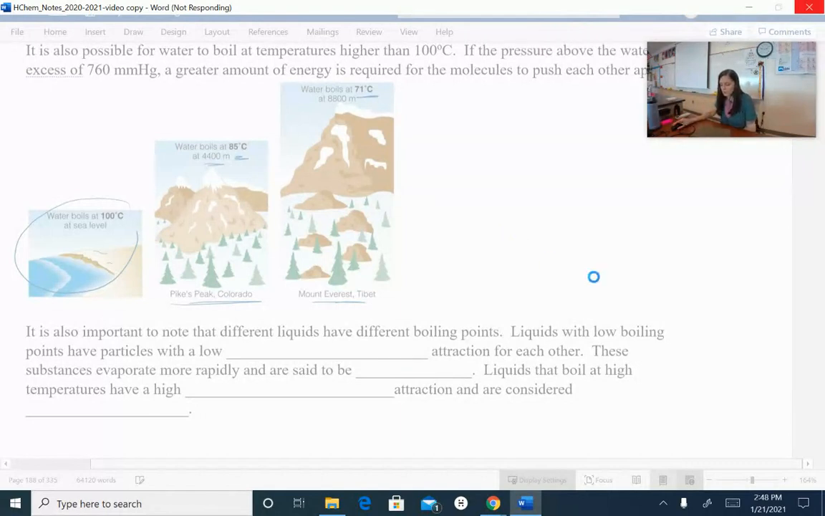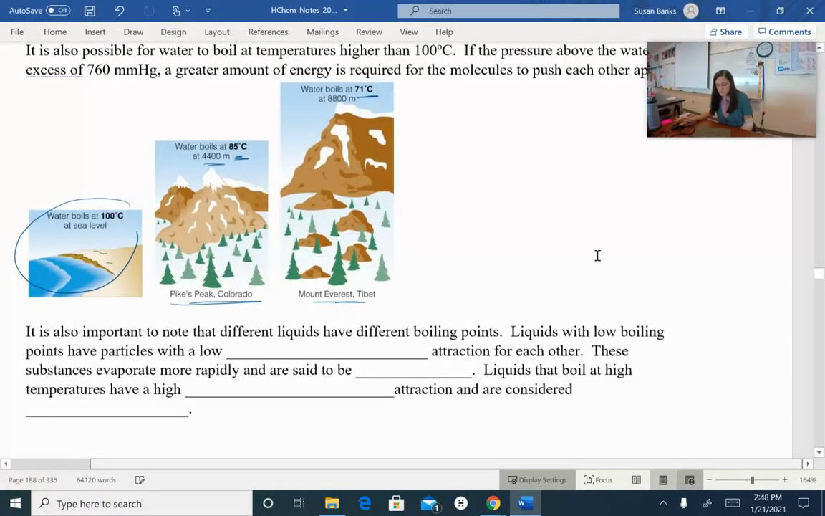All right, we will talk about phase diagrams.